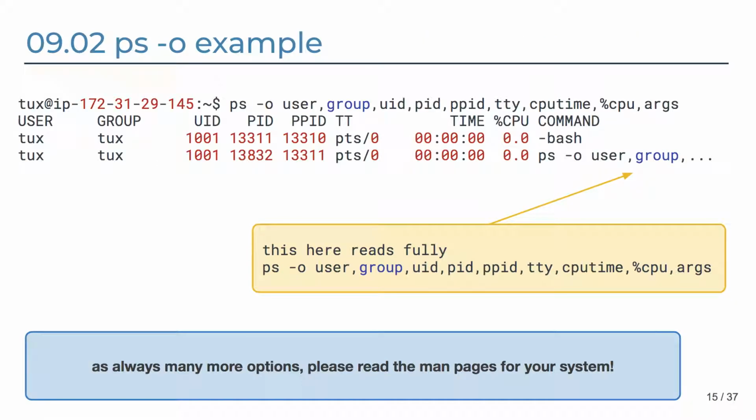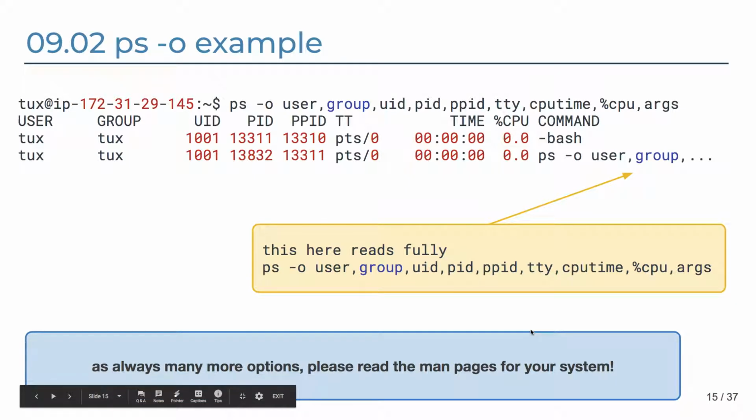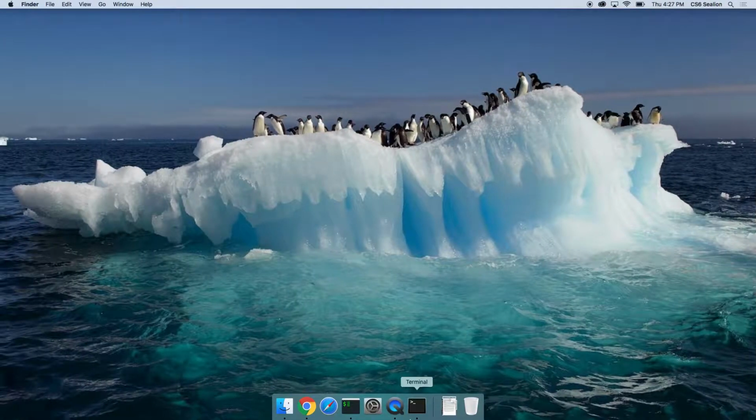But the thing that's pretty cool to see is we can use it to display the user, the group, the user ID, process ID, parent process ID, then the TTY, time. We can also display things like the percentage of CPU it uses, and then also the command with all options. Where this is useful is later next week when we talk about string processing, you can use that to find specific processes that are running, which you might want to identify by, for example, their arguments and so on. So yeah, let's try this out also quickly on the terminal.